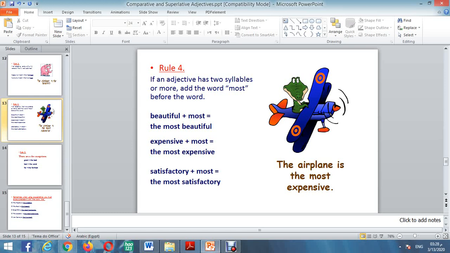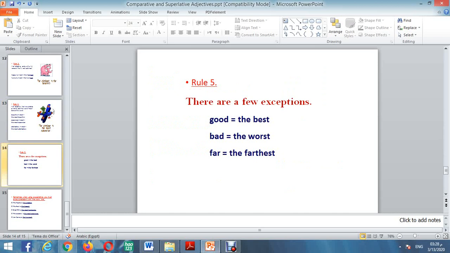Excellent. Now rule number 5, we also have exceptions like comparative. Good, we said better than. Here it will be the best. Bad, it was worse than. Excellent, it will be the worst. Far, it was farther than. Here it will be the farthest, and so on.